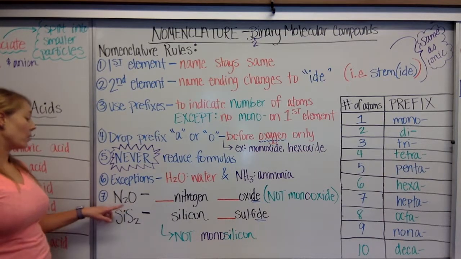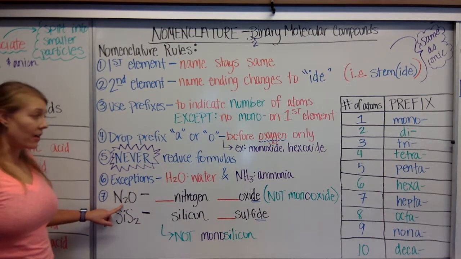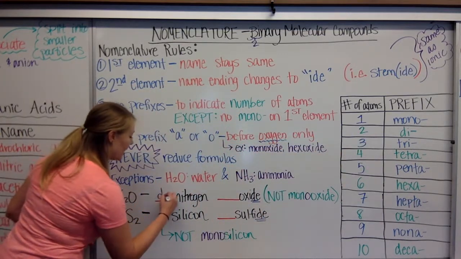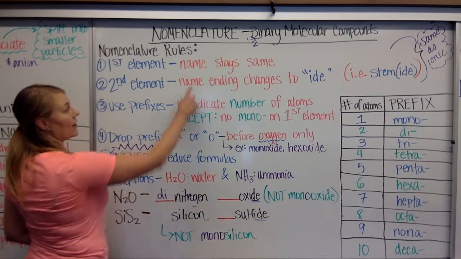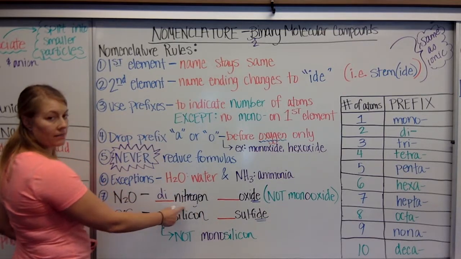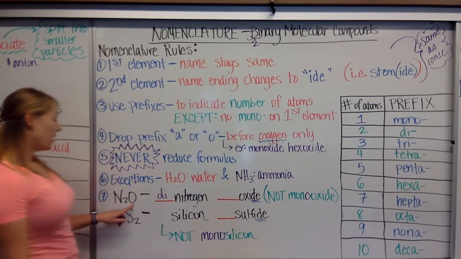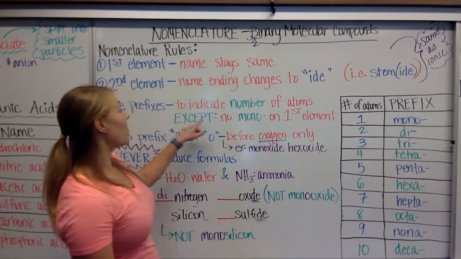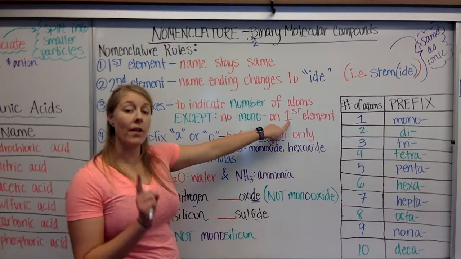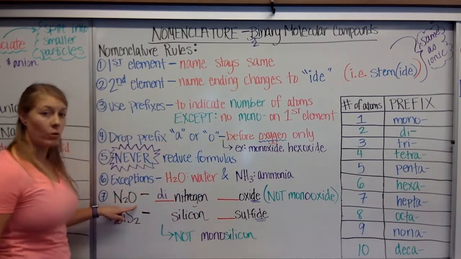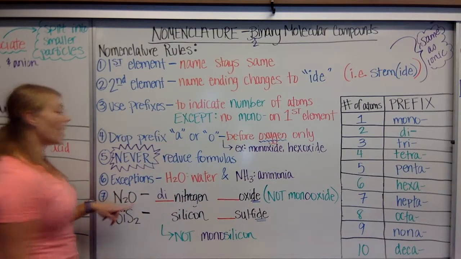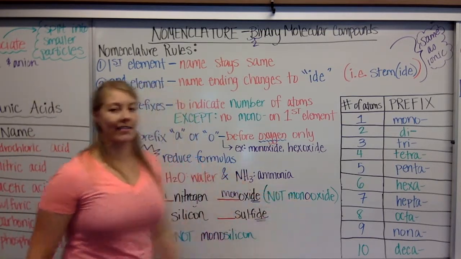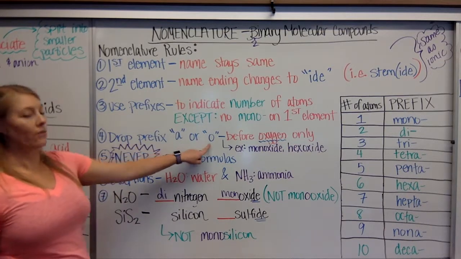We have N2O. So I have 2 N's here. So I'm going to look at the prefix 2, and that's di. So this is dinitrogen. Now remember, the first element, the name stays the same. So dinitrogen, and then we need the prefix for 1 O. Well, 1 is mono. We don't use mono on the first element, we do on the second. So this is the second element, we will use mono. So this is monoxide, not monooxide. Remember, we drop the A or the O before oxygen.